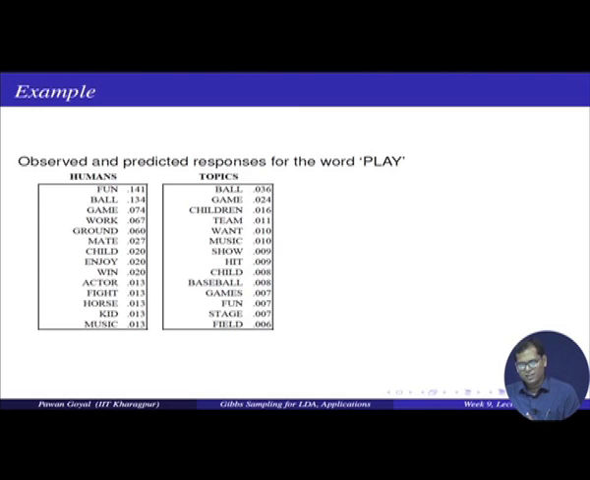So we discussed how we use Gibbs sampling to estimate these parameters, and some simple applications. Next we will also talk about some non-parametric Bayesian models and the different applications they can be used for.